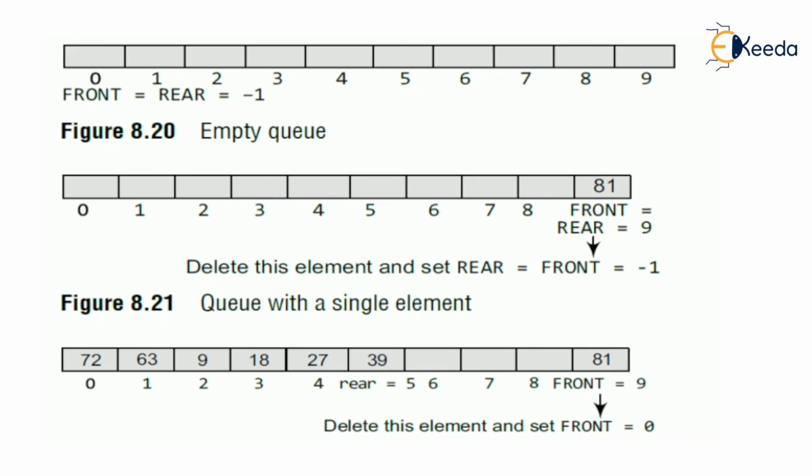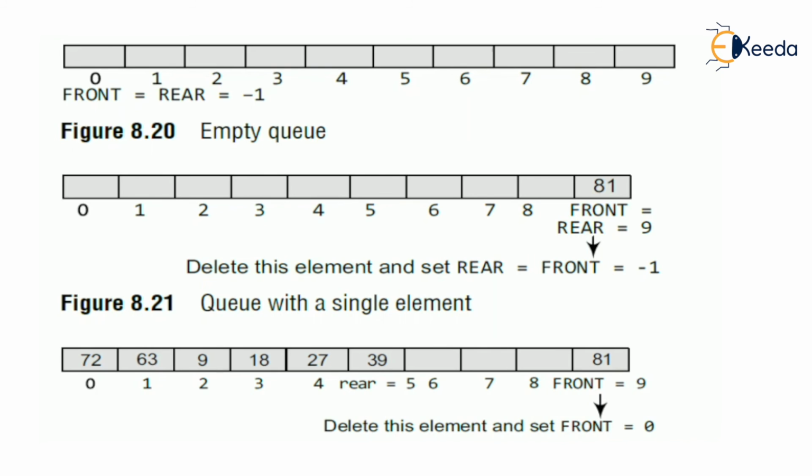So see here, if front and rear are equal to minus 1, then there are no elements in the queue, right? So an underflow condition will be reported, right? So if the queue is not empty, now observe the second condition. In the first condition, the underflow condition occurs.